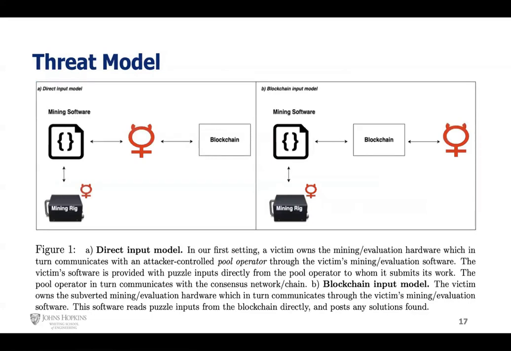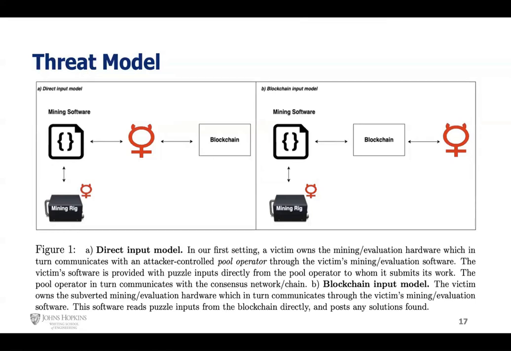One of them is the direct input model. In the direct input model, you buy some puzzle solving hardware, and then the person who you bought it from, the same individual also runs a pool that you're a part of that gives you part of the work to do. And so they manufacture your hardware and they are continuously able to communicate to it because they are basically your relay to the blockchain. They give you all the information that comes from the blockchain, puzzle inputs, and so on.